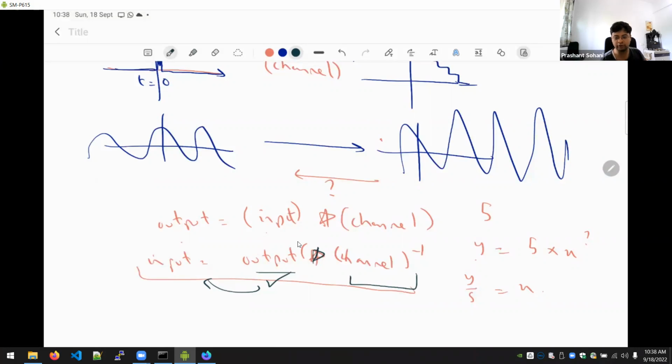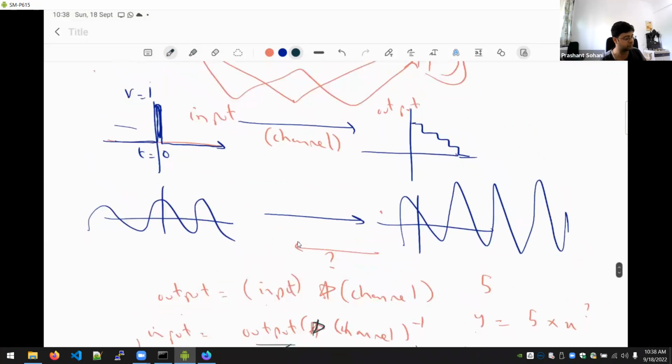Imagine that you're talking to somebody, your friend or a relative, and you hear multiple echoes. They say hello and you hear hello, hello, hello, hello 5 times. That is what will happen if you don't do this back convolution.